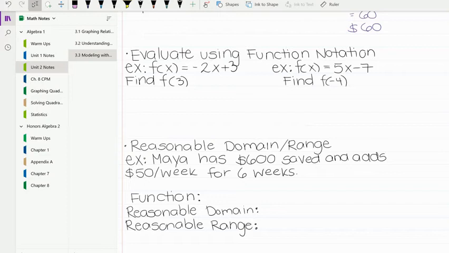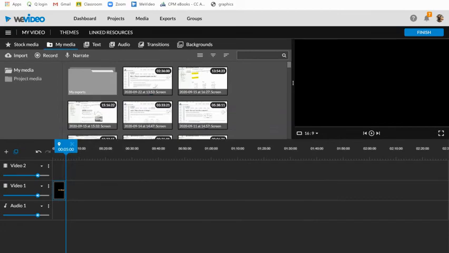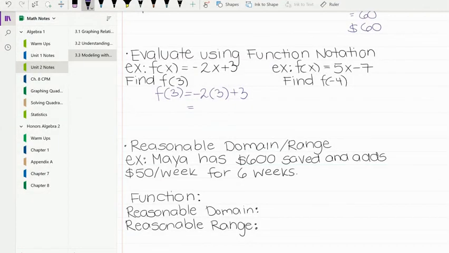So the first one, we have the function f of x equals negative 2x plus 3, and we want to find f of 3. So what that means is wherever you see an x, you're going to put a 3. So it will be negative 2 times 3 plus 3. So negative 2 times 3 is negative 6, and negative 6 plus 3 is negative 3. So that means that f of 3 is negative 3.